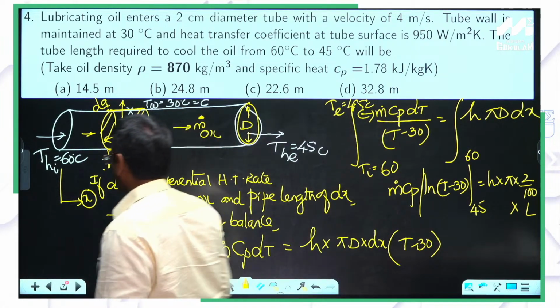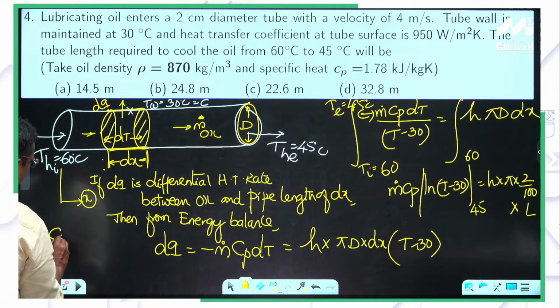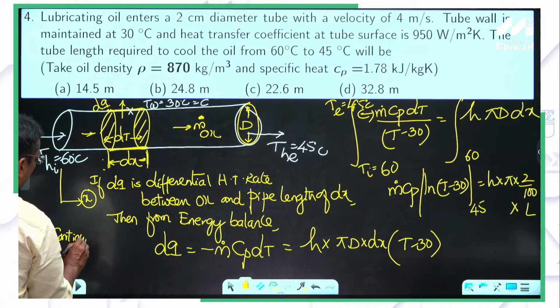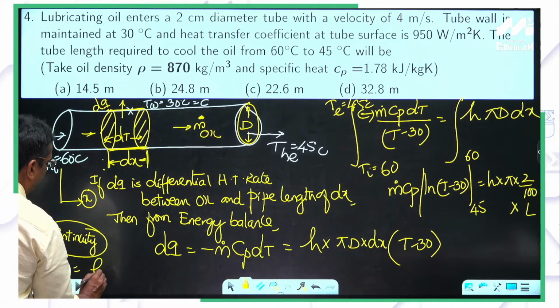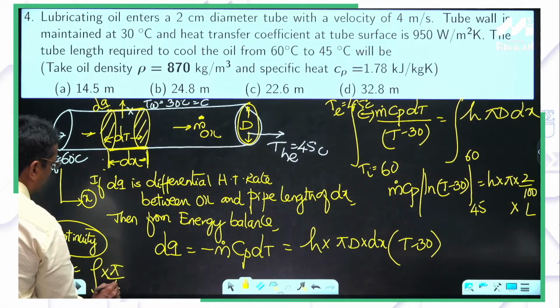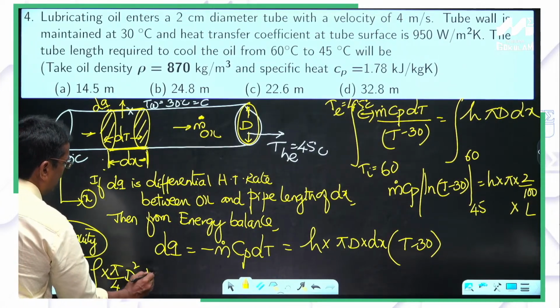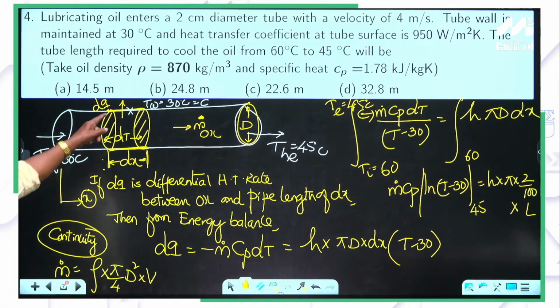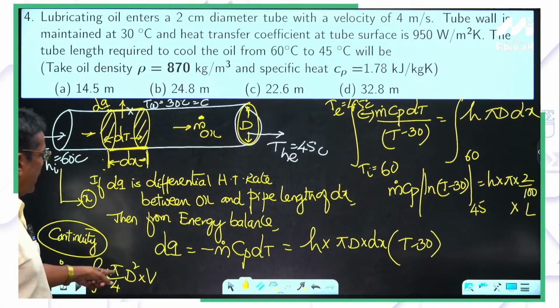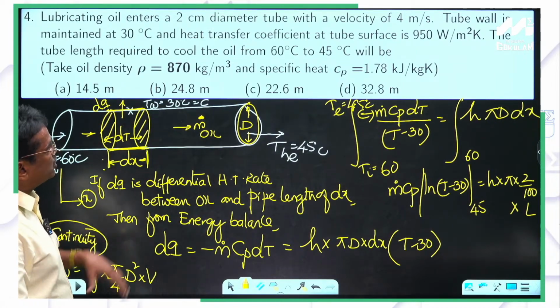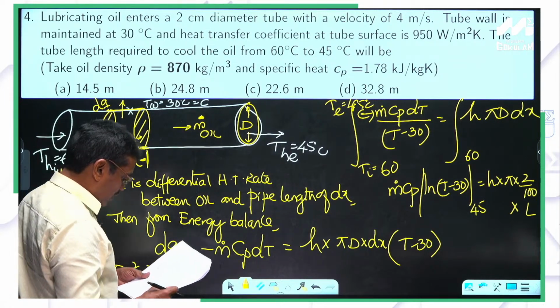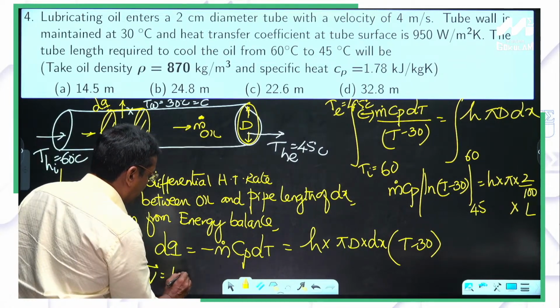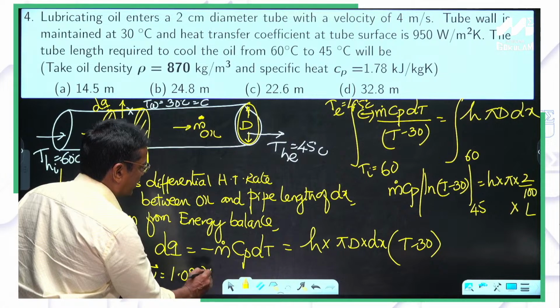This m dot is not given, so I use the continuity equation. What is the continuity equation? m dot is equal to rho A V, rho into pi by 4 d square into velocity. Is the density of the oil given? Yes, given, 870. The diameter of the pipe is known, the velocity of the flow of the oil is known. Here the m dot I got as 1.0927 kg per second. Mass flow rate.